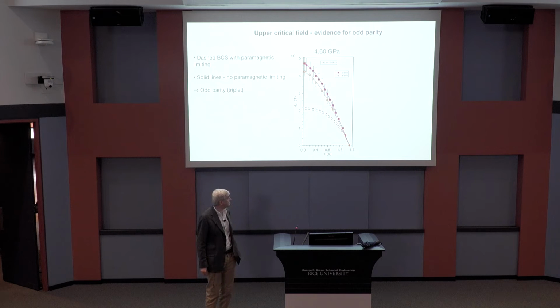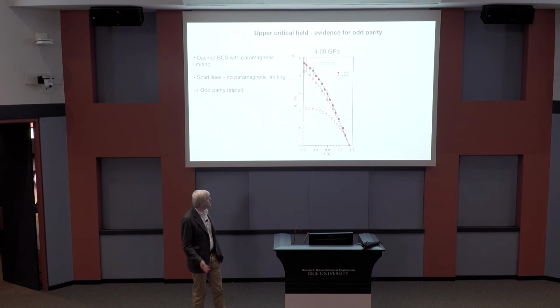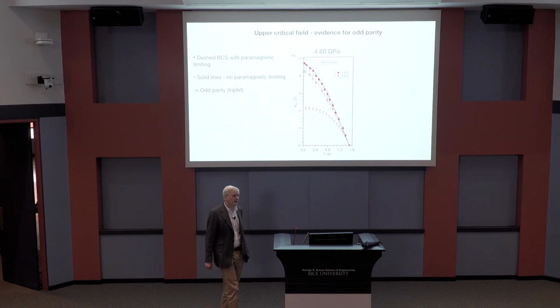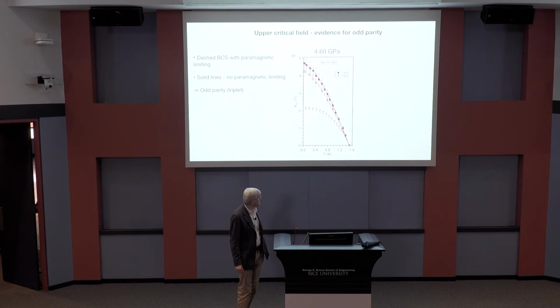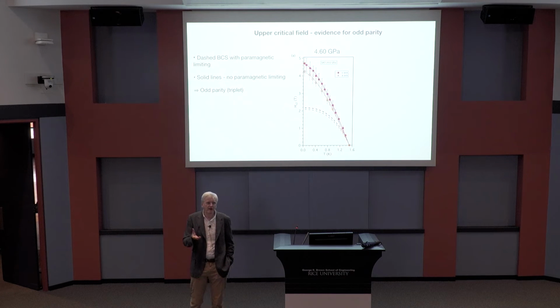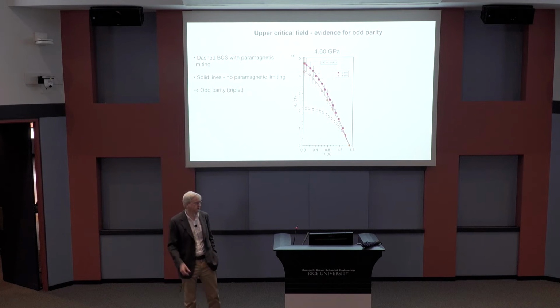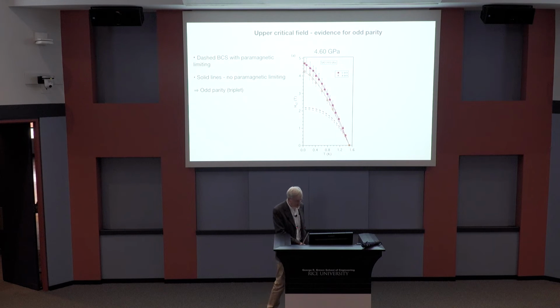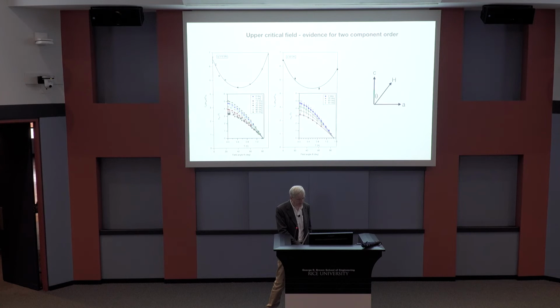And the solid lines there are BCS fits, which are determined essentially just by the slope of the Hc2 curve at Tc, but with no paramagnetic limitation. If I put the paramagnetic limitation in with a g factor of 2, as usual, then I'd get the dashed lines. So the data is clearly exceeding the Pauli paramagnetic limit. And more surprisingly, it's well fit by weak coupling BCS. Right, so that's rather a big surprise.